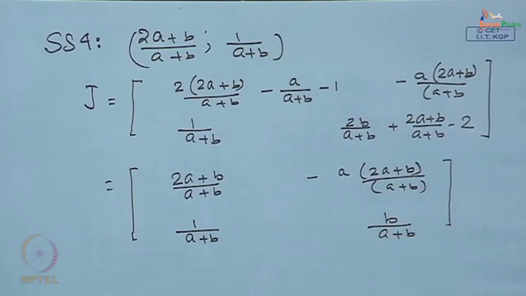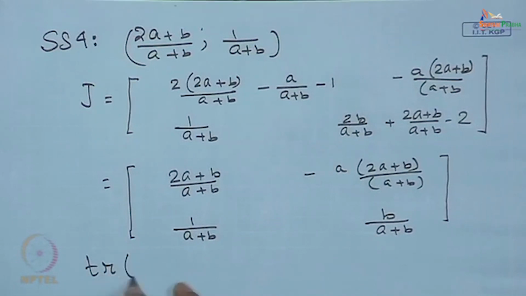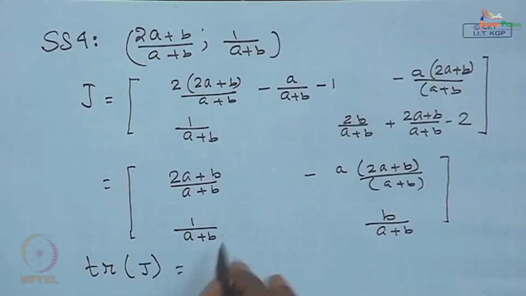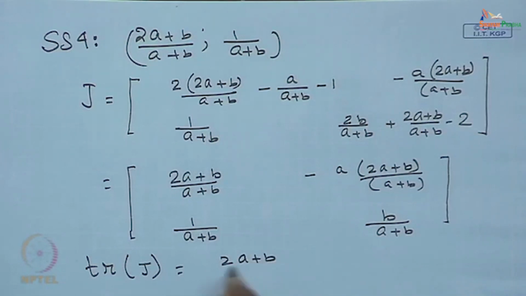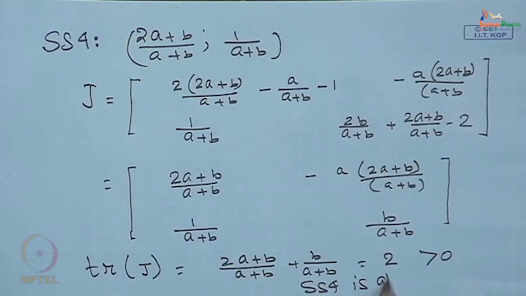Do not worry about anything else. If you look into the trace of this Jacobian matrix, this becomes 2a plus b divided by a plus b plus b divided by a plus b. So, it becomes 2. So, trace is 2, which is greater than 0. So, steady state 4 is always unstable.